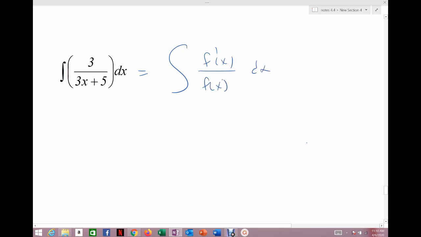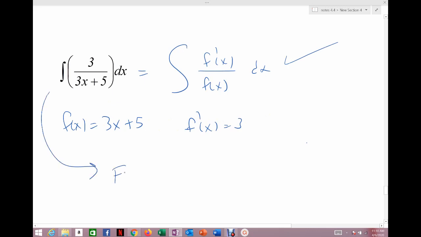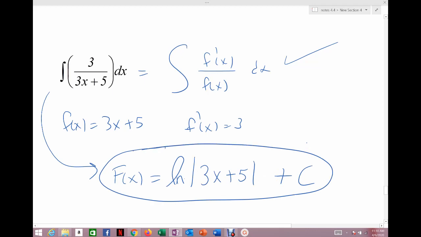The derivative of my bottom function, the denominator, is in my numerator. The bottom function was 3x plus 5. The derivative of 3x is 3. The 5 will zero away, and so it checks, right? And since that checks, the only possible answer is that the antiderivative of this is the natural log of the absolute value of 3x plus 5. And don't forget there's that constant, because I want all of my possible antiderivatives.